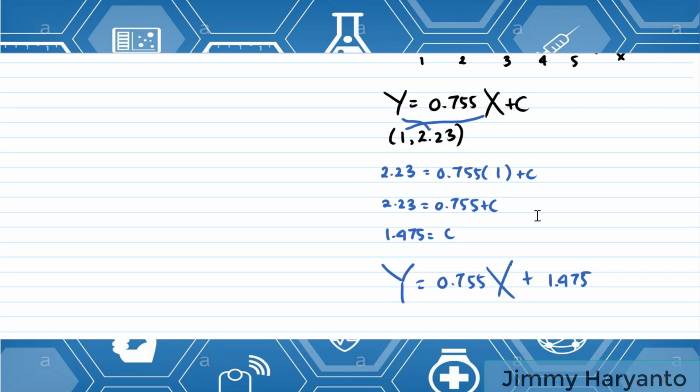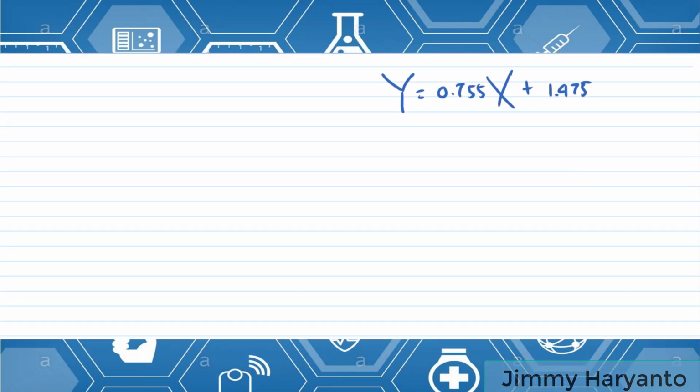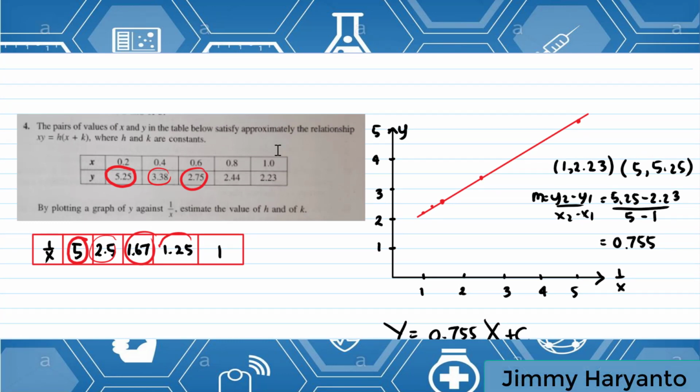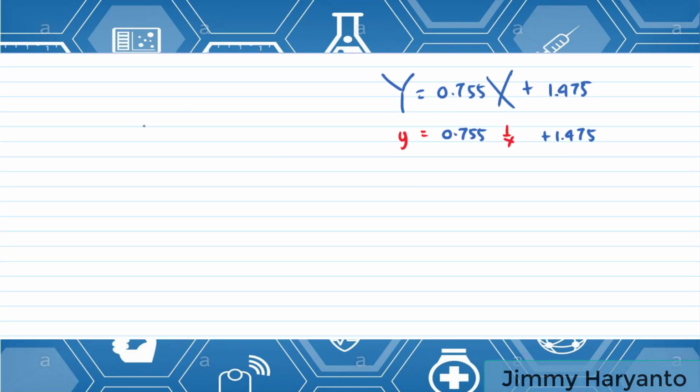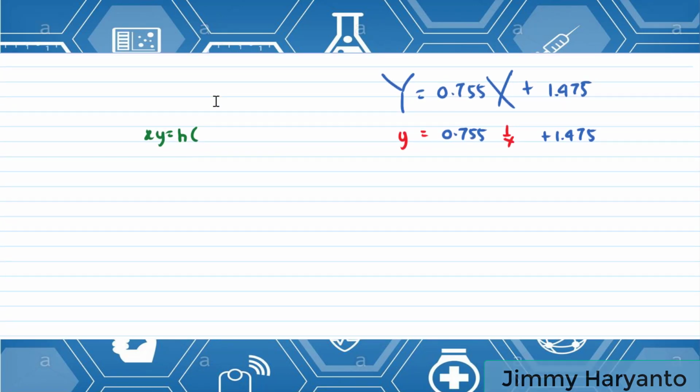And then I will have to change the Y and the X into y and 1 over x. I change this Y into y and this X into 1 over x, equals 0.755 plus 1.475. And then look at the question. The question is xy equals h in the bracket, x plus k.